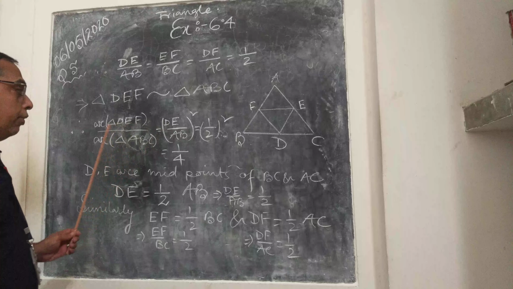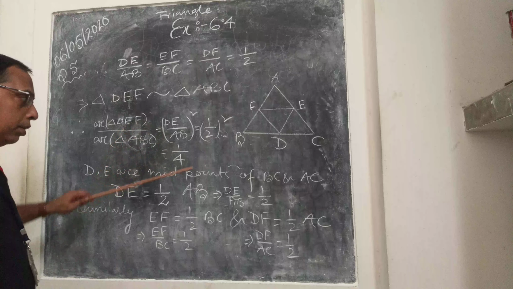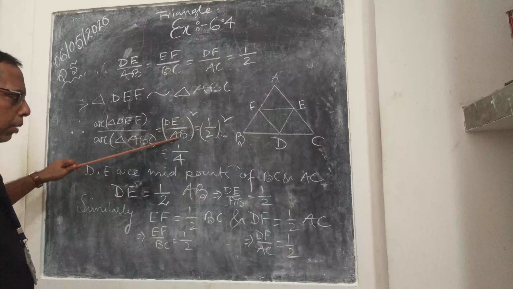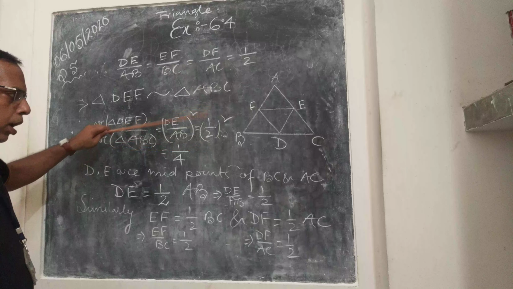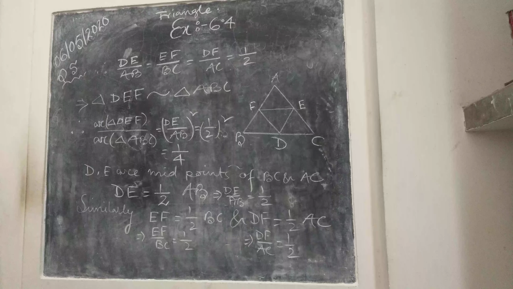Remember one thing, if it is given area of triangle ABC by area of triangle DEF, then you have to shift the other way: AB by DE. So it will be 2 by 1, equal to 4:1. Okay? Then thank you. Then let's see the next one.